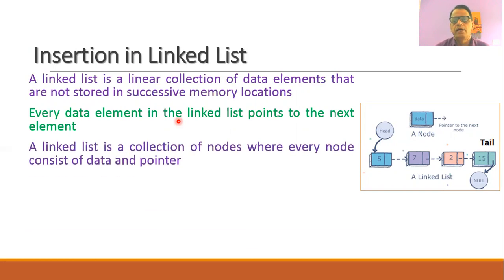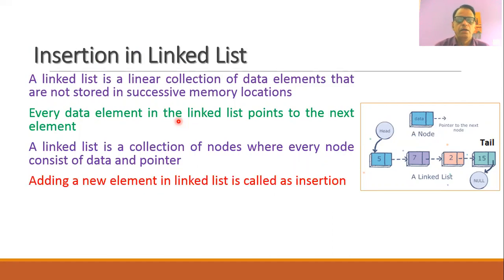A linked list, as I said, is a collection of nodes, and every node has two values. The first value is the data value, and the second value is the pointer value, that is, the memory address of the next element. Whenever we create a linked list, it is necessary that we can perform the operation of insertion, that is, add some new element in the linked list.